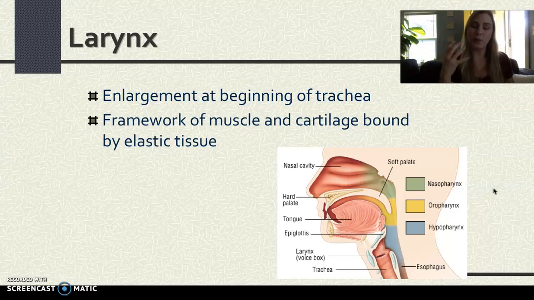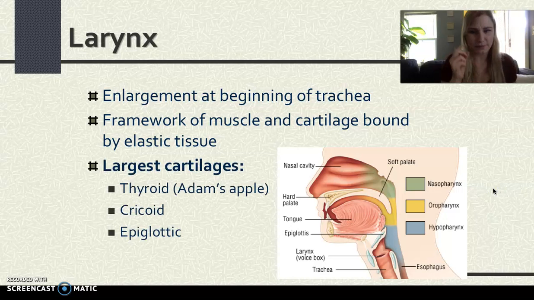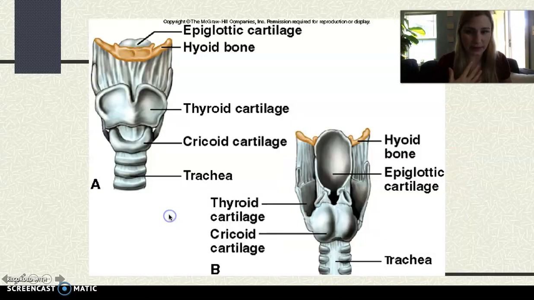So it is a framework of muscle and cartilage bound by elastic tissue, and this is ultimately what gives rise to your voice and being able to breathe, speak, as well as make sure that food doesn't get down your trachea. That's not healthy. So we have three different types of cartilage there. We have the thyroid, cricoid, and epiglottic. The most important one is the epiglottic, and we're going to be talking about that later on, but these two things are going to help make your voice box.